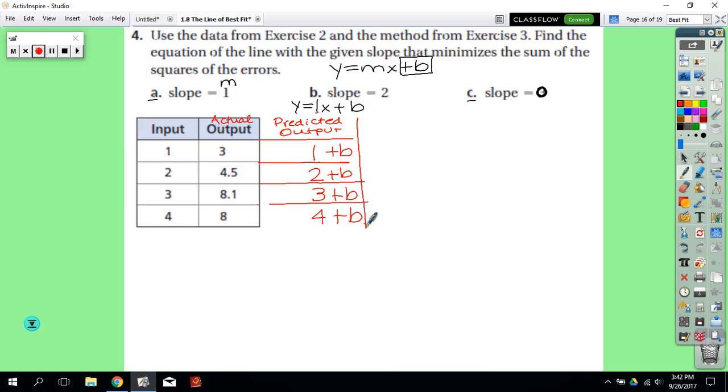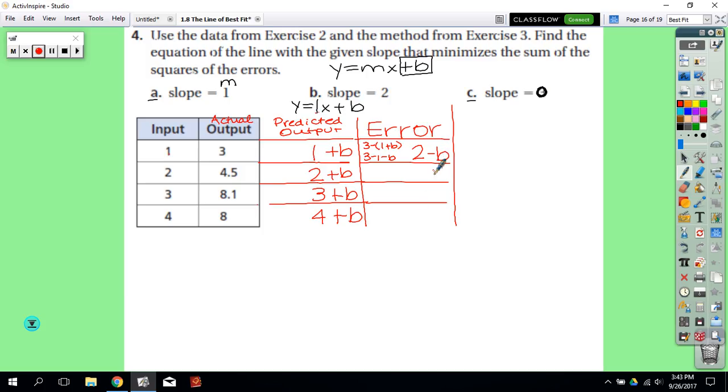So then once we have the predicted output, we want to see how close these actually are together. So this is where we have the error column. And if you remember, on Tuesday, the error column is taking the output, the actual output, minus what we predict it would be. So I'm just going to write up here 3 minus 1 plus b. Remember, this negative has to get distributed, so it's really like 3 minus 1 minus b. So the error for this one would be 2 minus b.